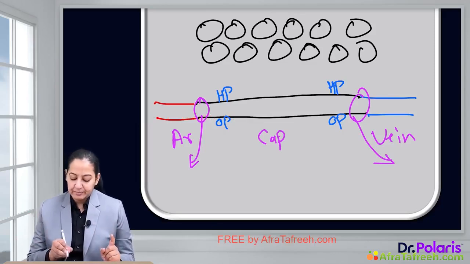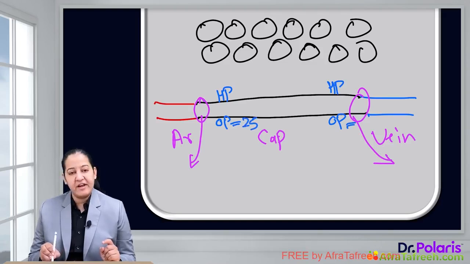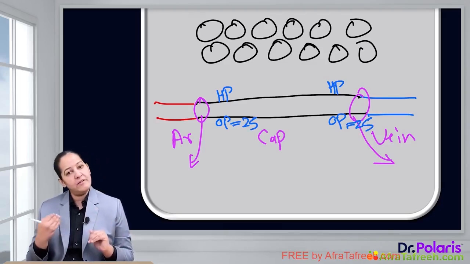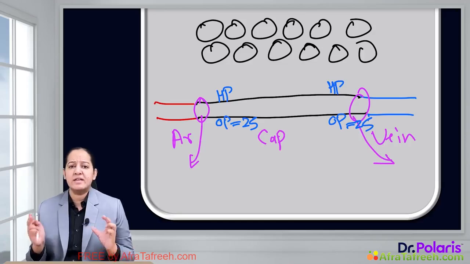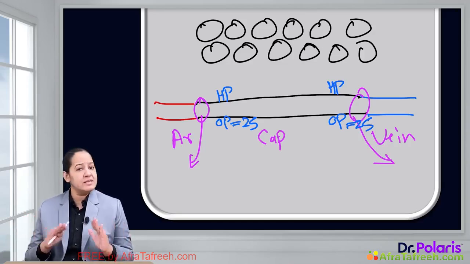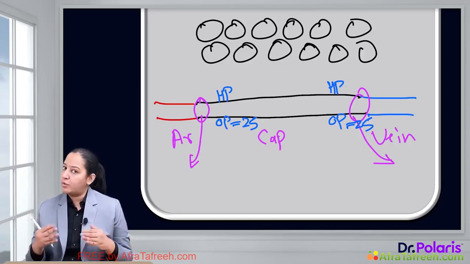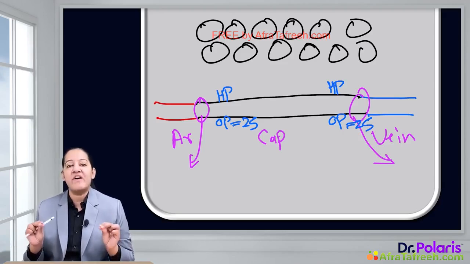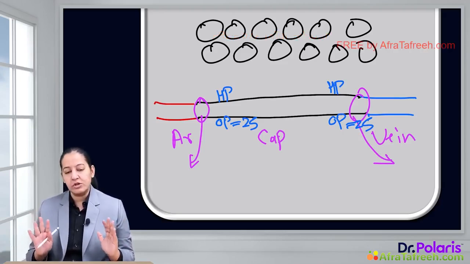So you can understand here, osmotic pressure is always 25 mm, whether it is the arterial end of the capillary or the venous end of the capillary. The protein content doesn't change. Since protein content doesn't change, osmotic or oncotic pressure, one and the same thing, these are synonyms, doesn't change. The value always remains 25 mm. So that is about osmotic or oncotic pressure.